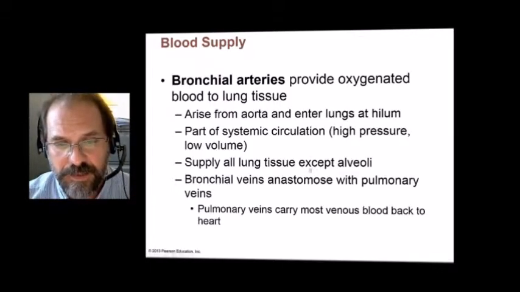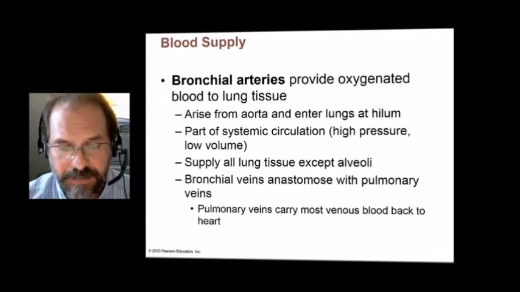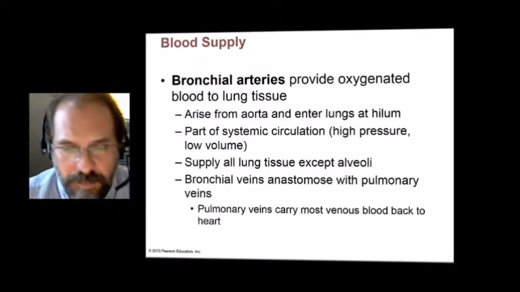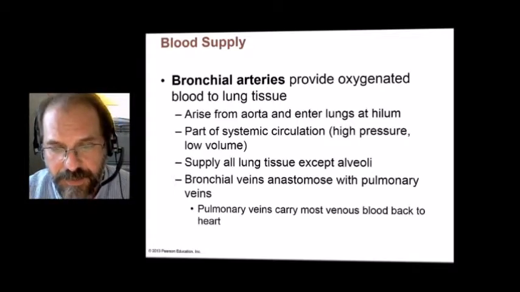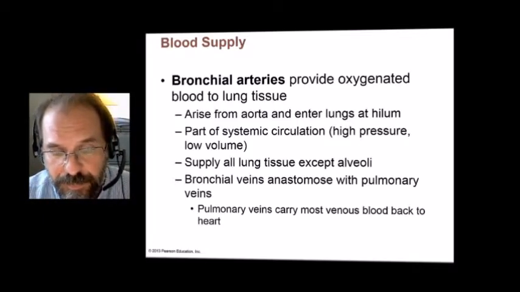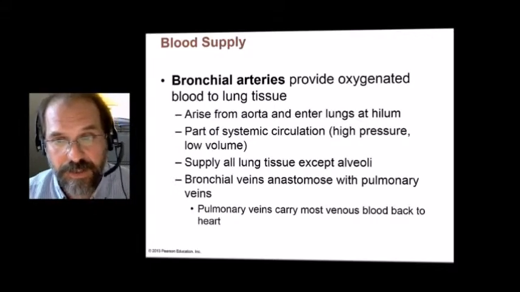Now, the lung tissue itself, the connective tissues of the lung and the epithelium and the blood vessels and the bronchi, they can't get oxygen from the air that is flowing in and out of the lungs. They need their own blood supply to supply that active metabolic tissue with glucose and oxygen. And so the blood supply to the lung tissue is supplied by the bronchial arteries.